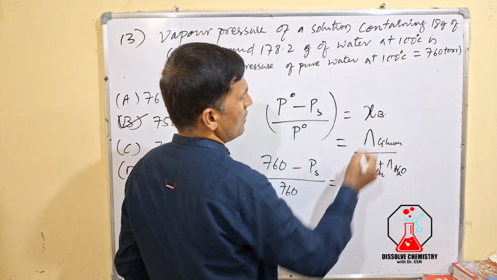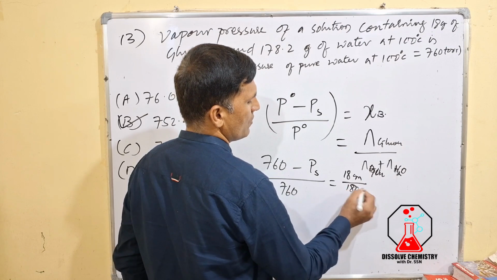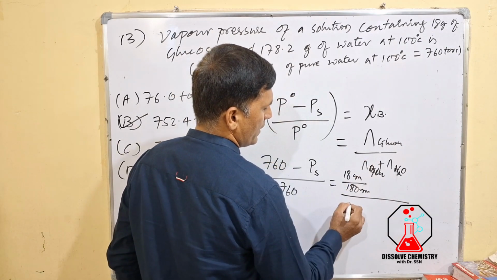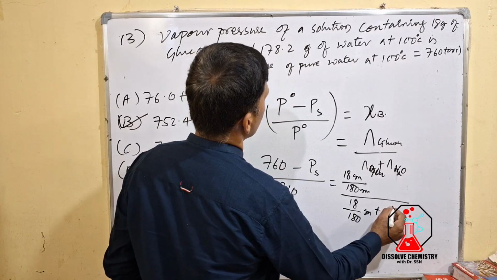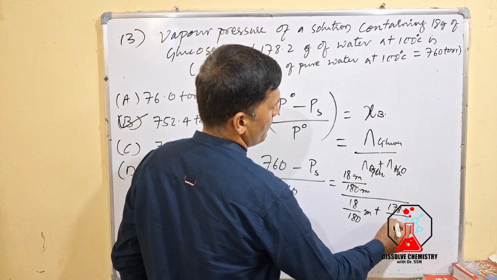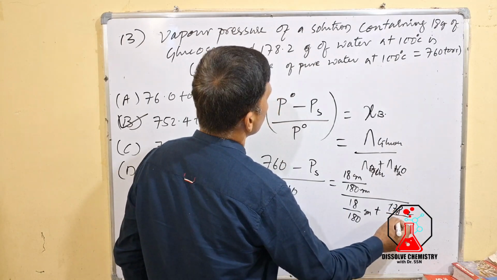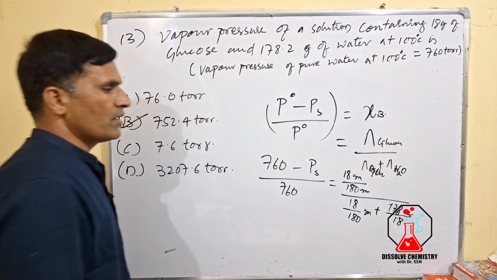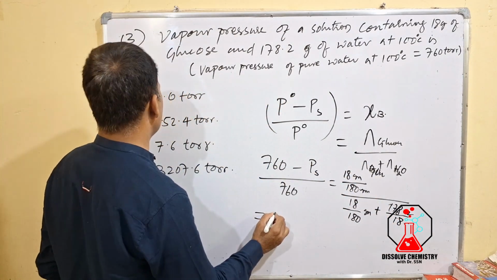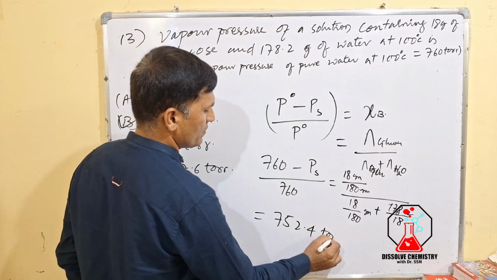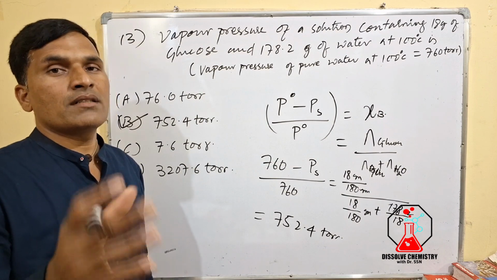Which is equal to the number of moles. So we know that 18 grams is given, divided by its molar mass, 180 for glucose, divided by 18 divided by 180 plus water, how much is given, approximately you can take 178.2 divided by 18. Okay, so it comes around 99 point something, and if you simplify this, you will get the answer as 752.4 torr. Okay, so therefore we can confirm this answer as 752.4 torr. Logically you can try, but we should confirm with this also.